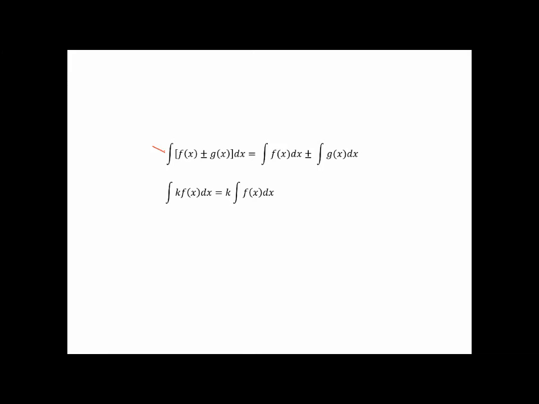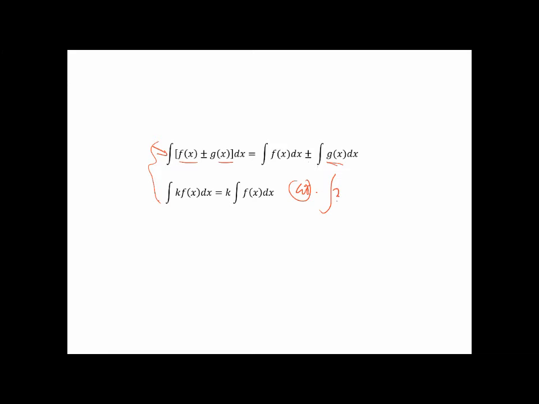When we solve for integrals, we want to remember these two. If I find there are two functions about x, I can simply split it into two integrals, which is the integral of f(x) dx plus or minus the integral of g(x) dx. Also, if k is a constant, I can take the k out, so k multiplied by the integral of f(x) dx. Let's see an example.